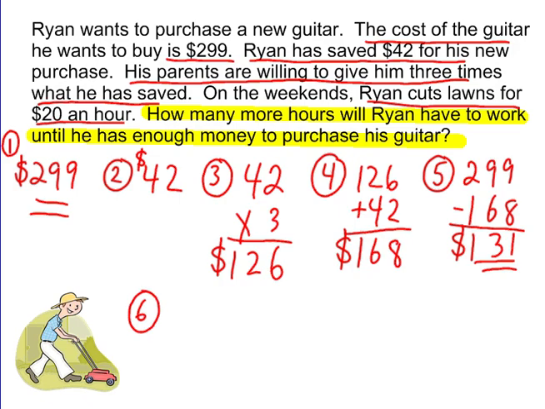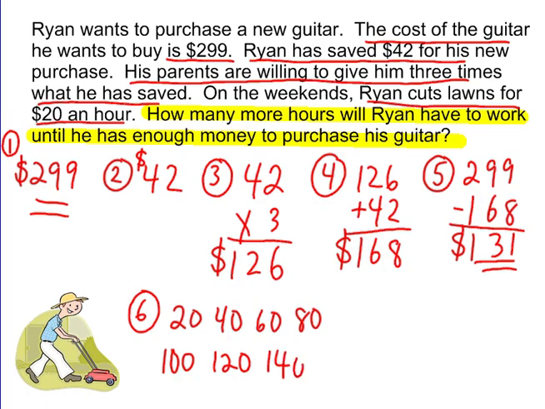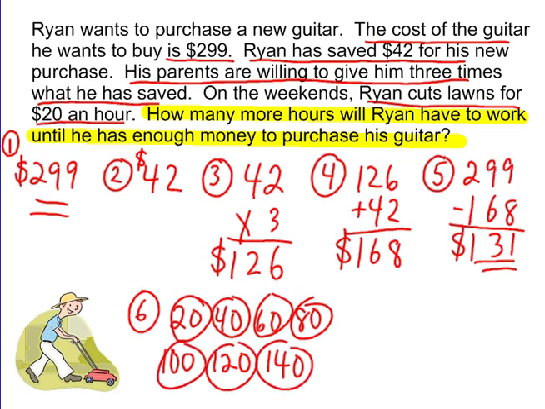So if he works for 1 hour, that's going to be $20. If he works for 2 hours, $40. For 3 hours, $60. 4 more hours, $80. 5 more hours, he'll have $100. 6 more hours, he'll have $120. So he's pretty close. If he works another hour, he'll have $140. So he'll have more than enough. He'll actually have some money left over. So 1, 2, 3, 4, 5, 6, 7. He's got to work 7 more hours to buy his guitar. And that's our answer. So he'll work 7 hours.